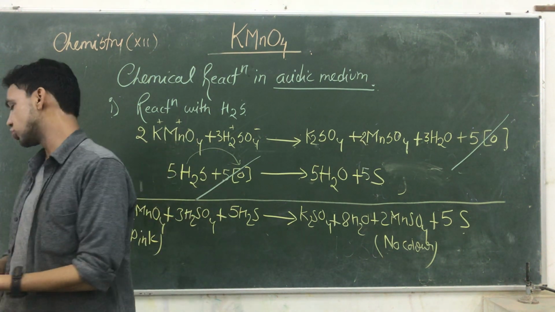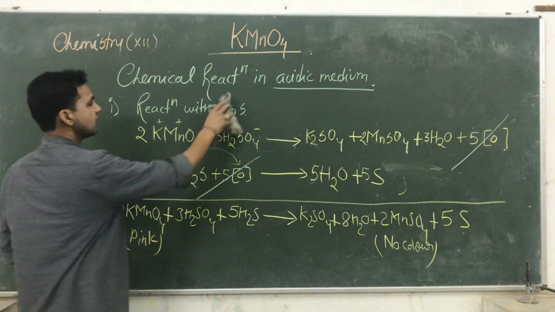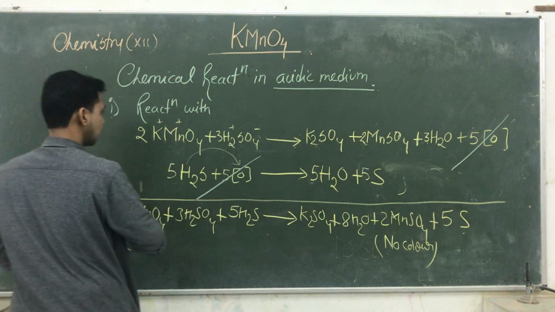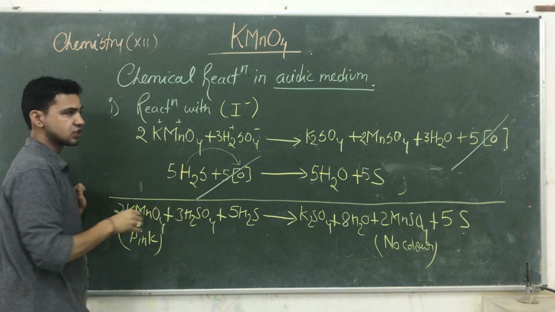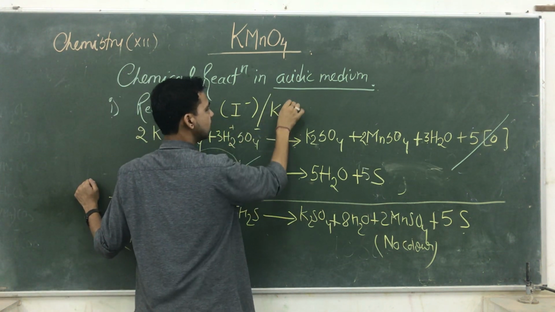In the same way we are going to perform the other reactions, with KI. In your NCERT it is given like this: the reaction with I negative, but generally here we will write it in salt form, KI.